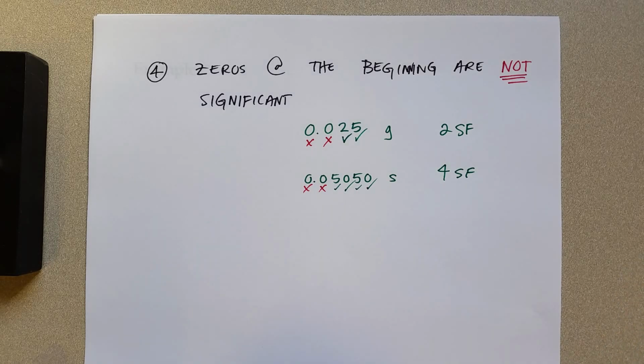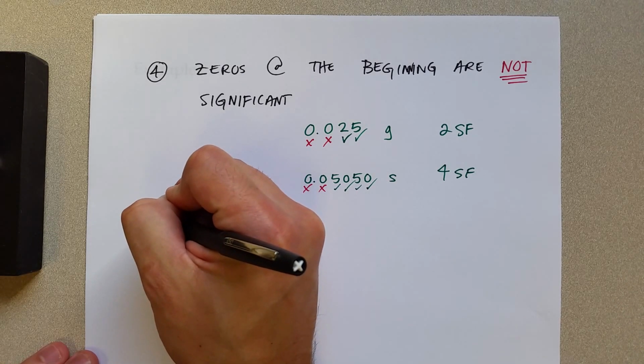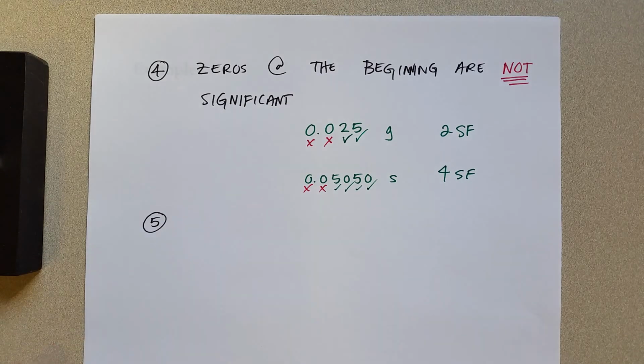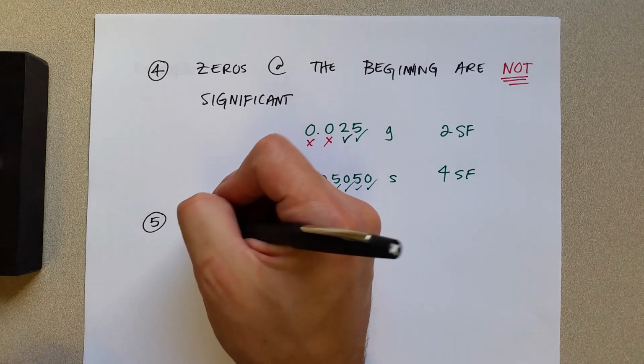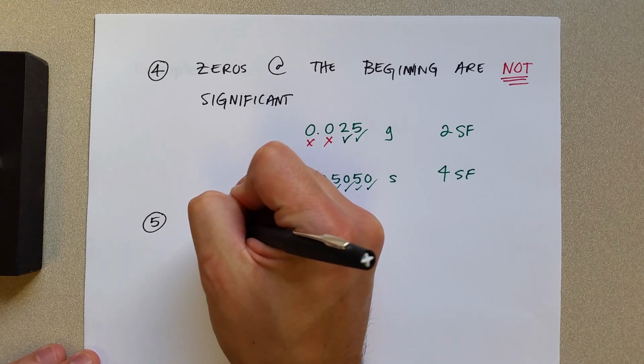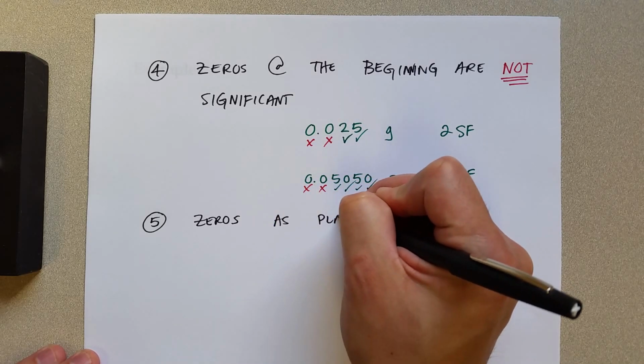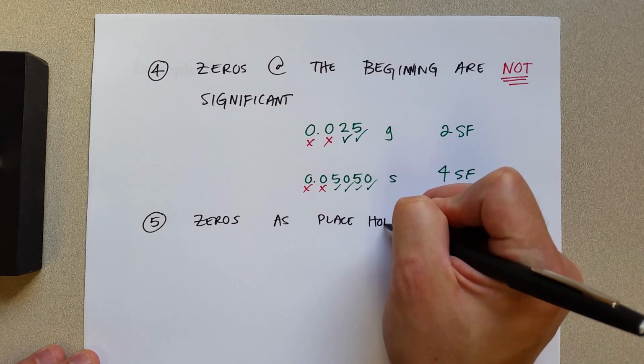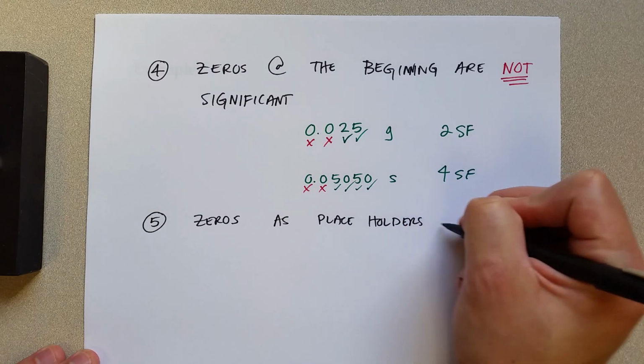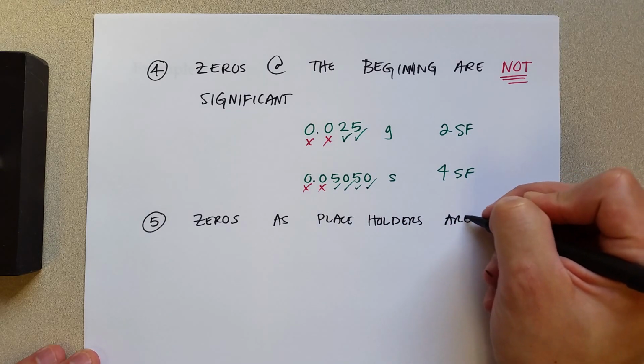Another scenario that you might come across is values that are larger than 1 that have zeros, or larger than 10. And that is a little bit ambiguous, but in reality we wouldn't count them. So zeros as placeholders are not significant.